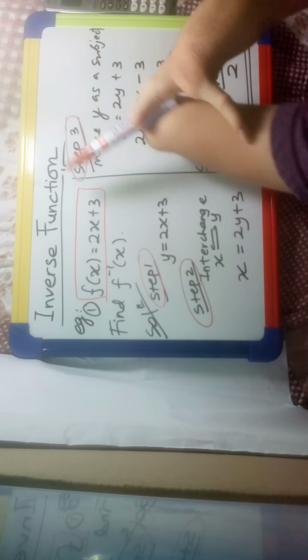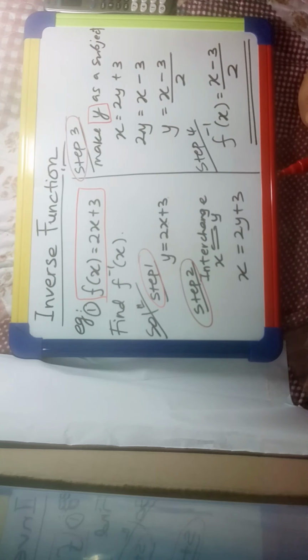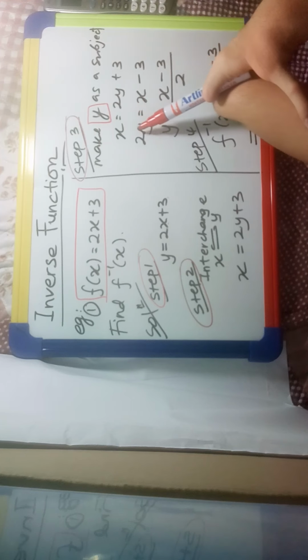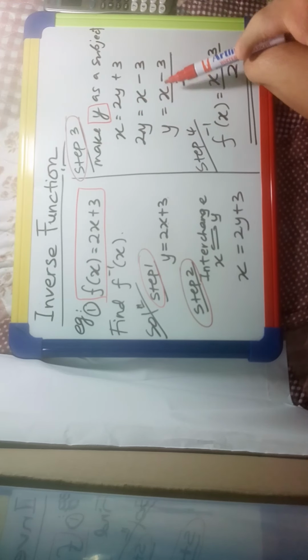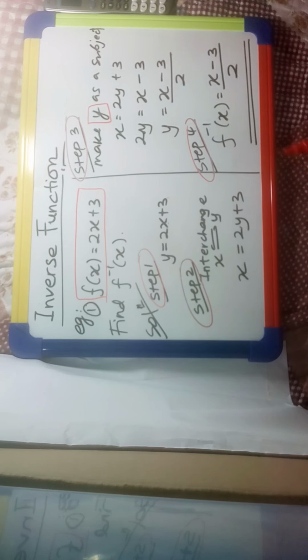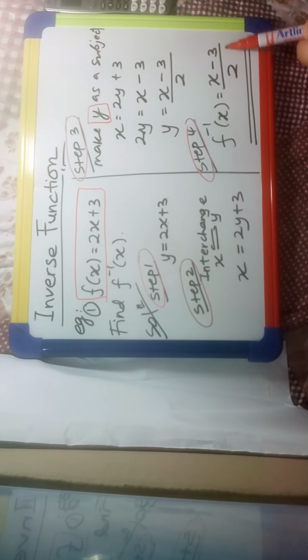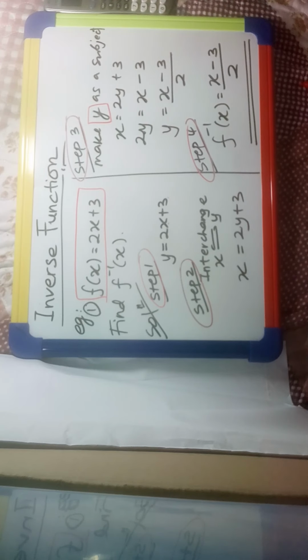Step number 3, the keyword here is rearrange, make y as a subject. This is the continuation from step number 2. So you rearrange 2y equal to x minus 3. So y equal to x minus 3 over 2. Last step, which is the final step, the inverse of x is equal to x minus 3 divided by 2. So this is the simple example that I show you, example number 1. Now let's proceed to example number 2.